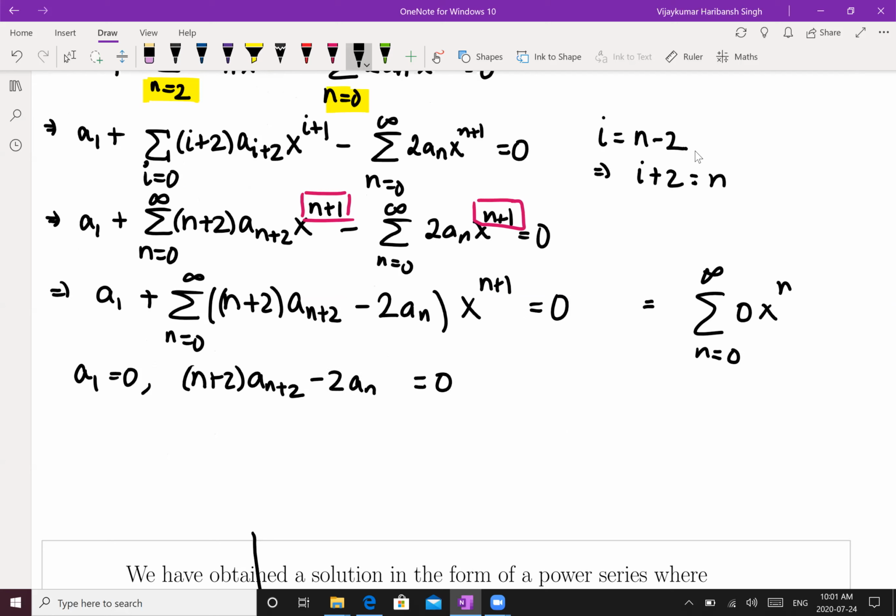Now let's proceed with the even ones. So what is our a0? a0 is y of 0. That is not known to us, right? Because, well, we found a1 to be 0, but we don't know what a naught is. So that will be specified to us by the initial conditions. Now, what is it when n equals 0?